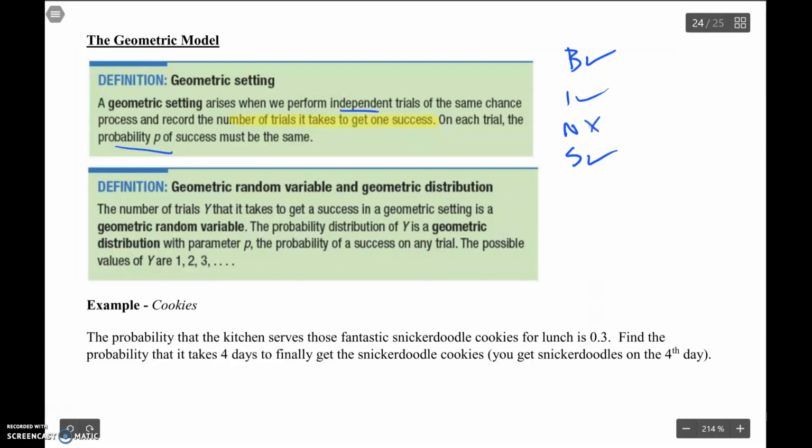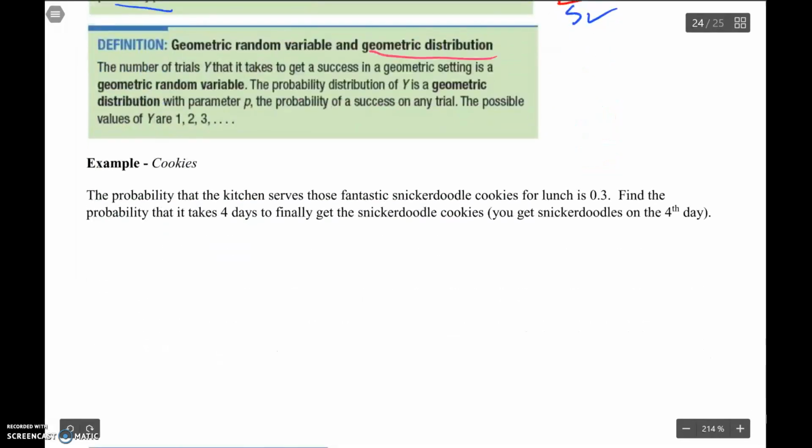This one, however, fails. We don't have a set number of trials. Instead, we keep doing it until we get our first success and then we stop. It might happen after the first trial. It might take us 100 trials. And also, importantly, we record the number of trials to get our success. We don't record the number of successes out of 10. So it's just a different model. If a variable follows this situation and we record this, we call it a geometric random variable, and the distribution of the probabilities will be called the geometric distribution.